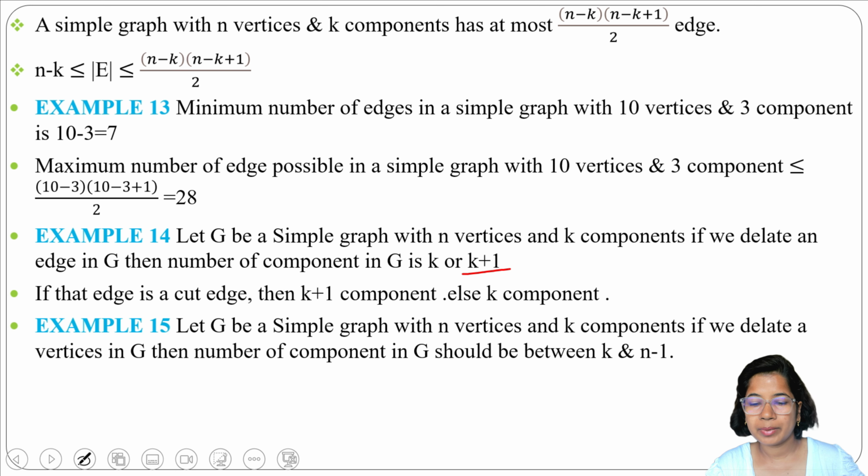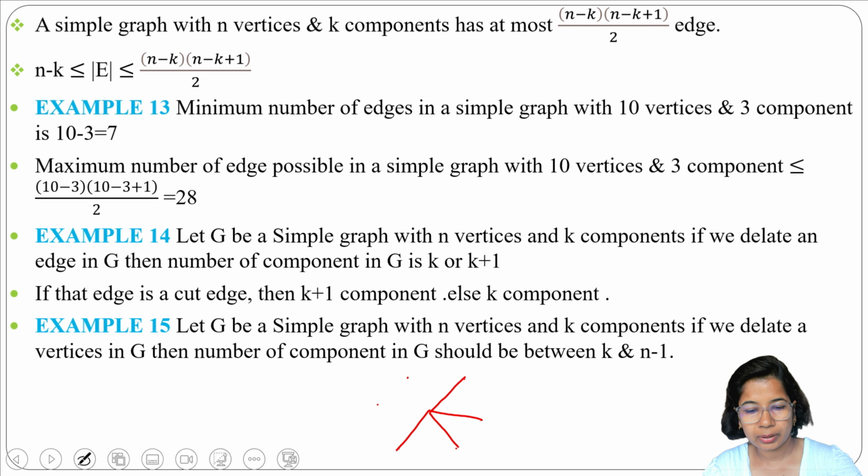Next example 15. Let G be a simple graph with n vertices and k components. If we delete a vertex, then the number of components can be between k and n minus 1. It will be k if that is not a cut vertex, and it will be n minus 1 if that is a cut vertex and the graph is a star graph. What is a star graph? In a star graph there are multiple vertices, and in between all there is another vertex, and this vertex is connected with all other vertices. So this is an example of a star graph.